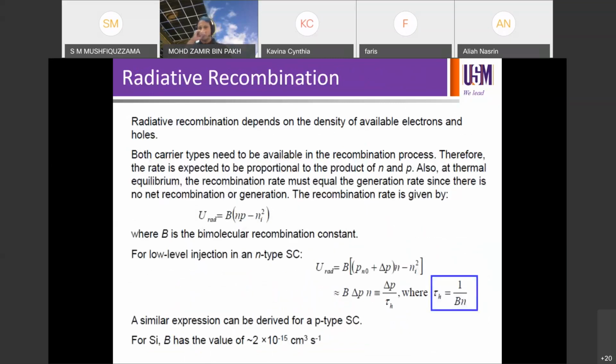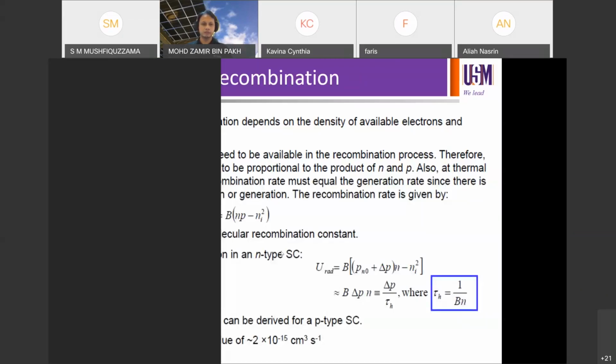Right. Radiative recombination. We also call it band-to-band recombination, and as a result of the recombination, we have photons emitted from the semiconductor material because of the direct band gap semiconductor. Okay. On the other hand, if we have a non-radiative recombination like SRH or Auger recombination, we're going to have heat dissipated as a result of the recombination, right, instead of light.